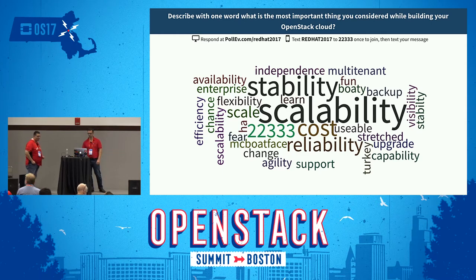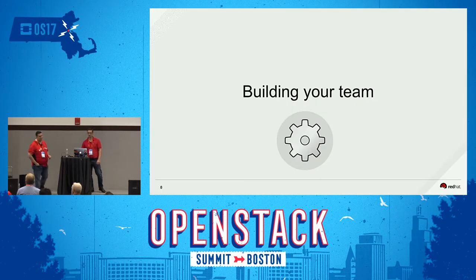So we're going to move on from the fun stuff and talk about building your team. Again, I'm responsible for the OpenStack solution architecture team in North America, and I'd like to talk about some of the things I learned. We have hired a lot of people at Red Hat, and not every person that we've hired and identified to work on the team has worked out. So we're going to talk about some ways you can hopefully avoid the mistakes that we made when you build your team.